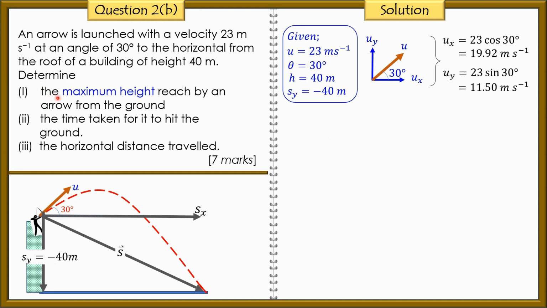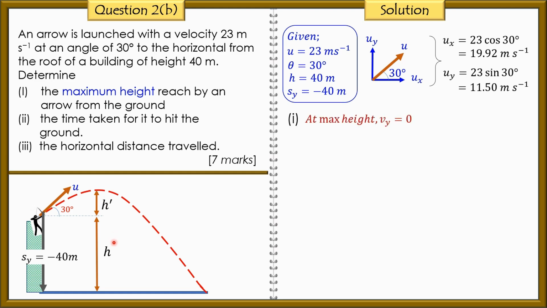Now, you need to determine the maximum height reached by the arrow from the ground. At the maximum height, what is the hidden information that you get? Here h represents the height of the building, which is 40 meter, and you need to calculate h prime. But we know that at the maximum height, Vy is equal to 0. Vx is still equal to ux, for projectile motion.